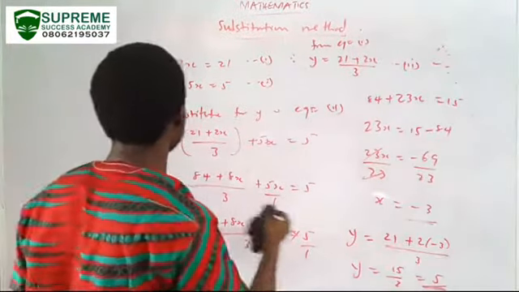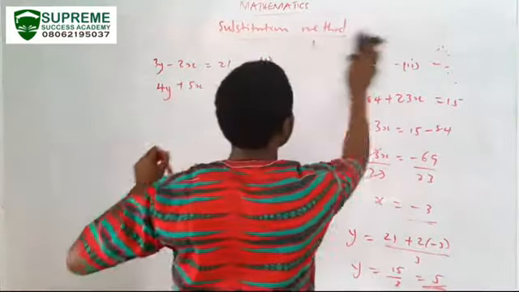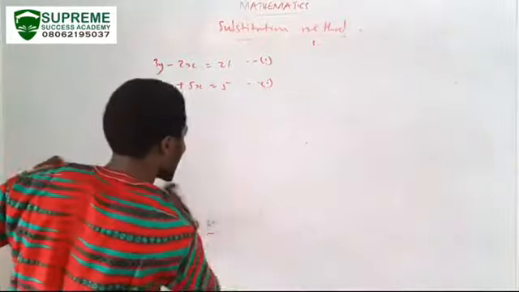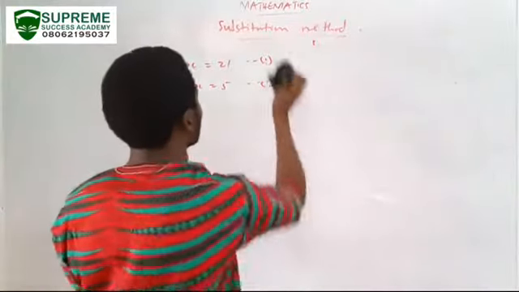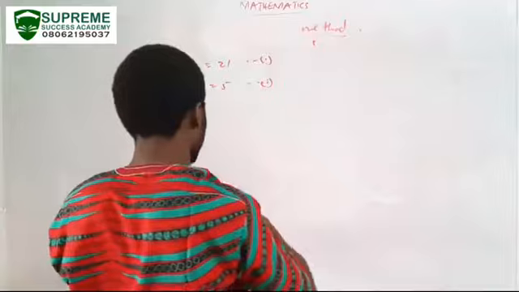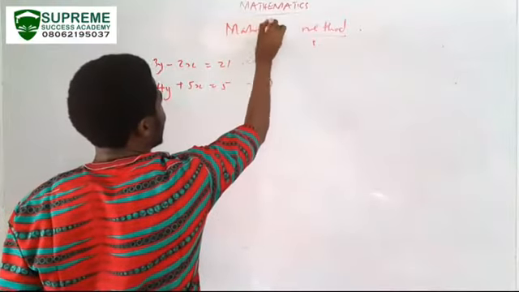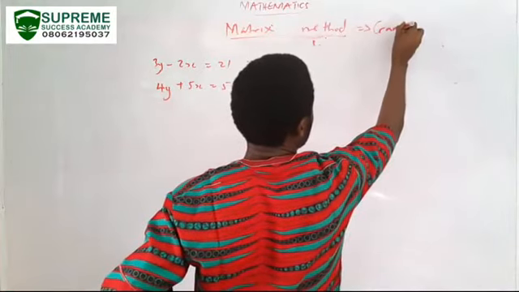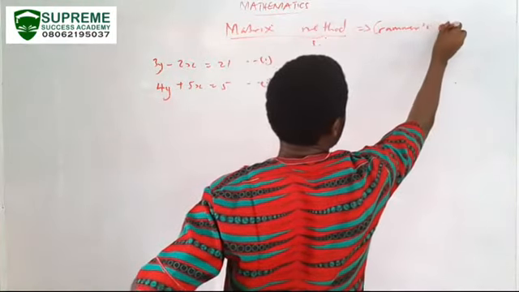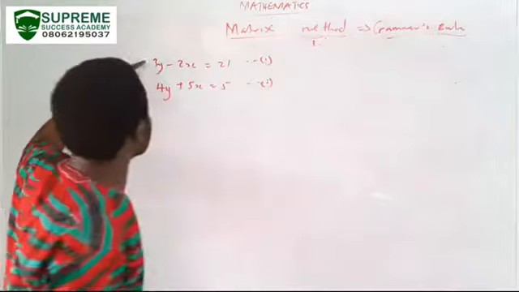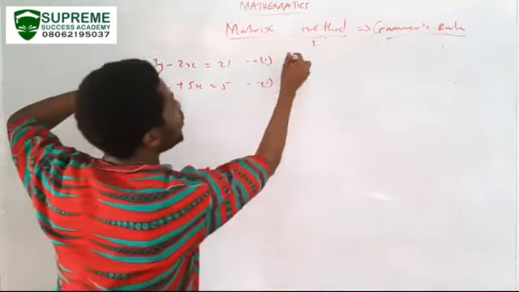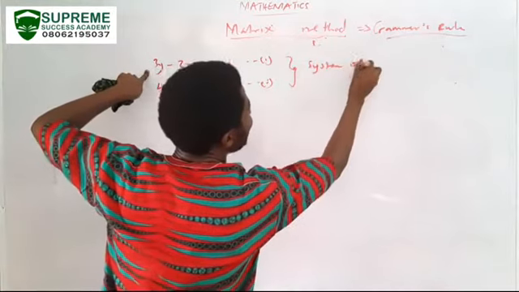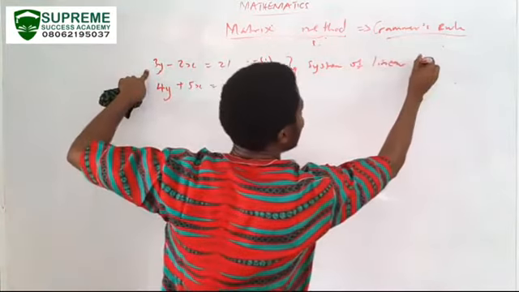And the last method is using the matrix method. Very interesting. I know some of you will be surprised seeing that one now, because perhaps you are seeing it for the first time, using the Cramer's rule, matrix method. And this is what we refer to as Cramer's rule. We refer to this as system of linear equation. Remember, please, don't forget. We call it a system of linear equation.